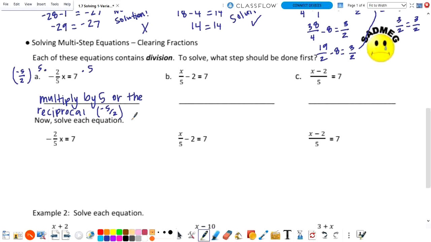All right, same thing for B. So we have x over 5 minus 2 equals 7. What would our first step be in getting x by itself? Well, if we use SADMAG, remember that's our order of operations backwards, we need to start by getting rid of that 2. So we have to add 2.